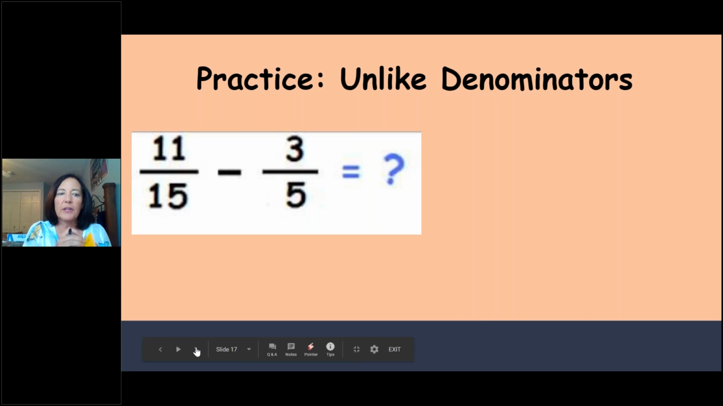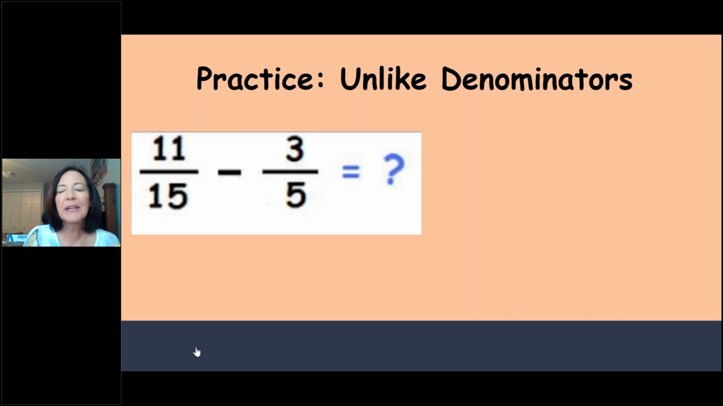So now here's another one. 11/15 minus 3/5. So I can be your secretary again. What's your common denominator going to be? The common denominator is 75. 75 would positively work, but there's a much easier way to do it. Is it 15? It is 15.